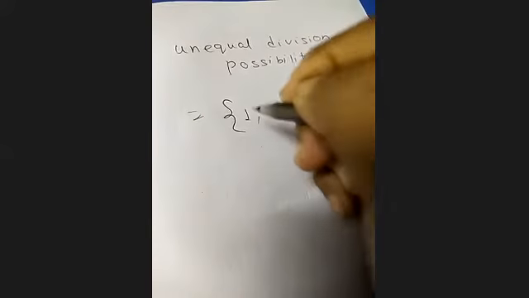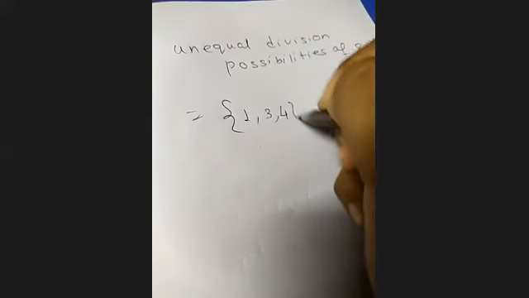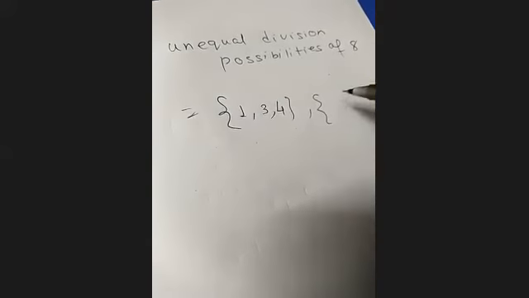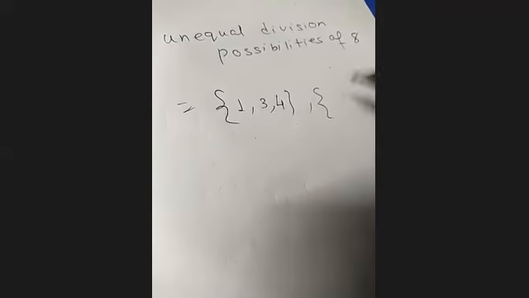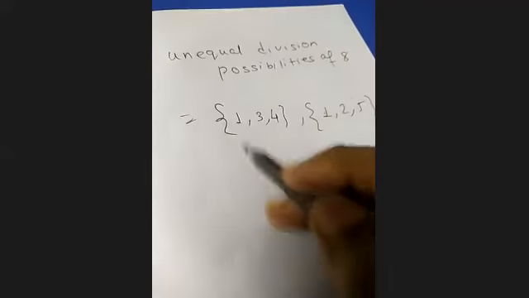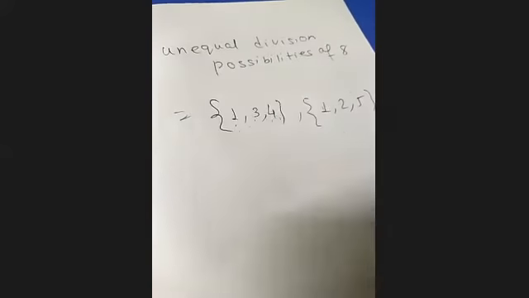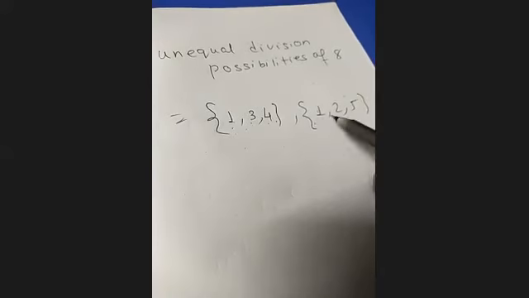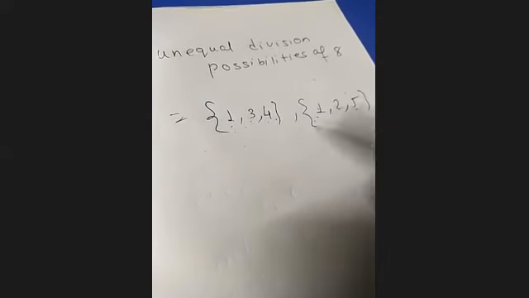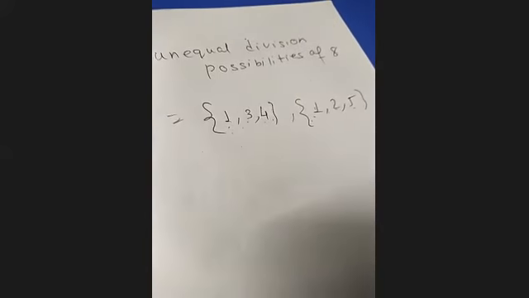So there are 2 sets that will tell you the unequal division possibilities of 8. Maybe the first child got 1 chocolate, second child got 3 chocolates, third child got 4 chocolates. That is the first set: 1, 3, 4. Then another is 1 chocolate, 2 chocolates, 5 chocolates. Now 1, 3, 4, 4, 3, 1, 1, 4, 3 are basically the same, and also 1, 2, 5, 5, 2, 1, 2, 5, 1, the 6 possibilities are same, since this is a set, a closed set.